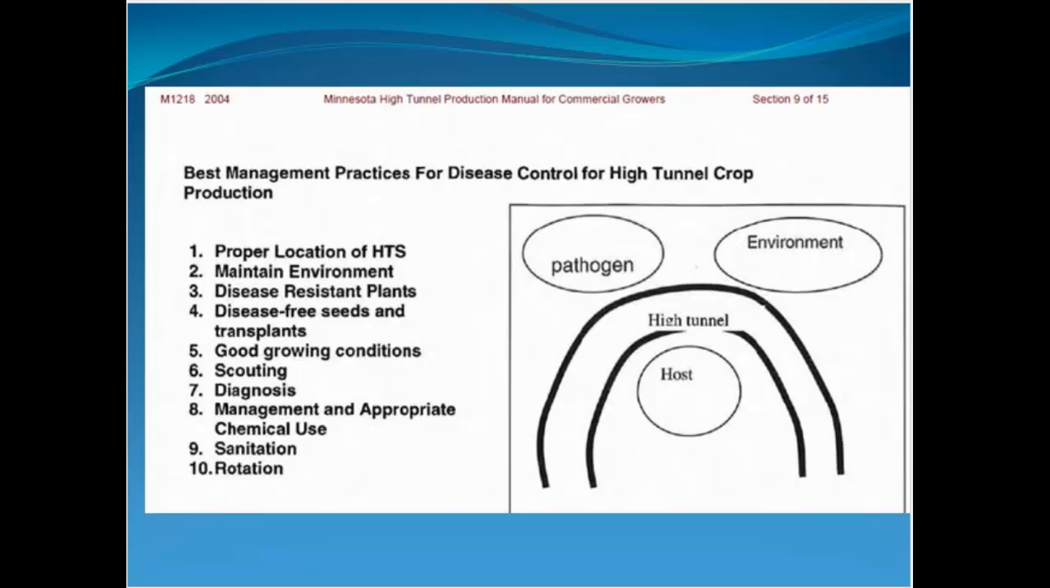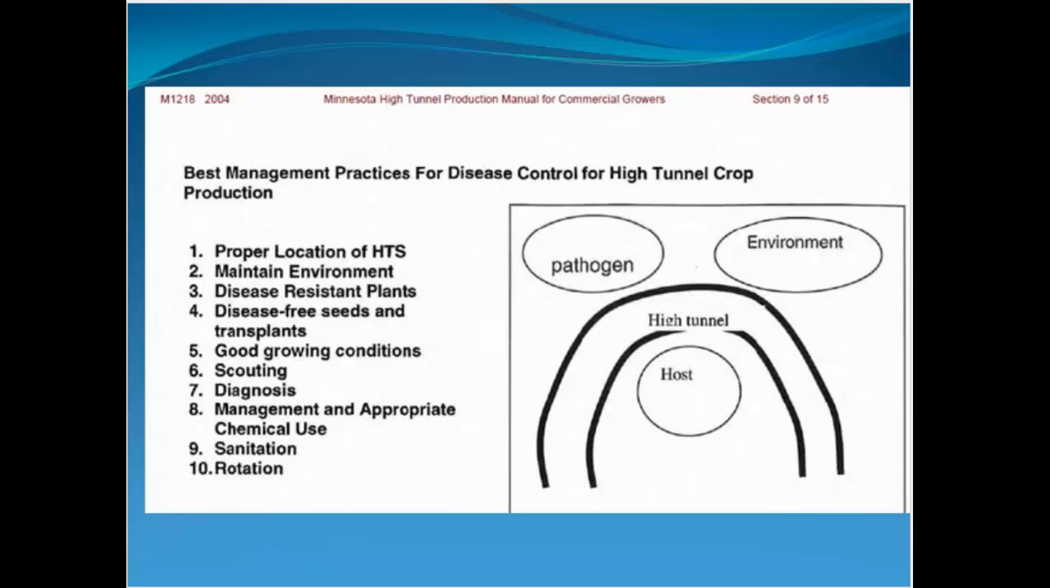The second aspect of proper location of your high tunnel is that we want to have that structure so that it's got good drainage. We don't want to put a high tunnel in any kind of a swell or low area because we don't want water to ever run in onto the high tunnel. We want water to only run away from the high tunnel.